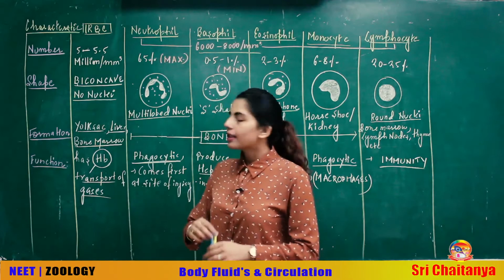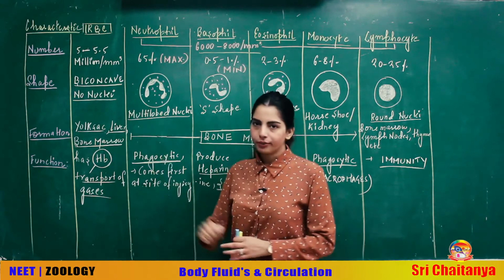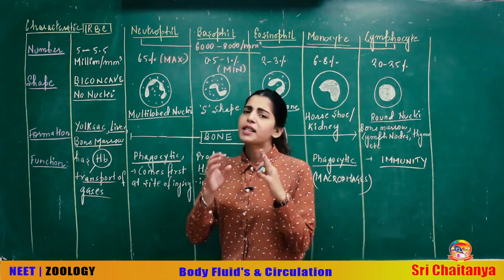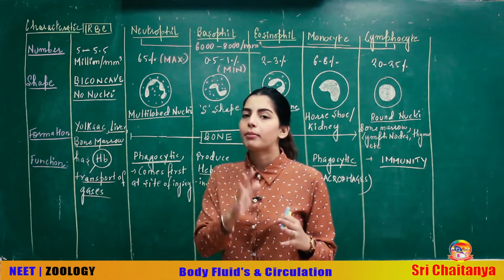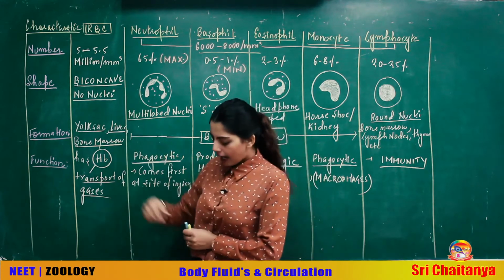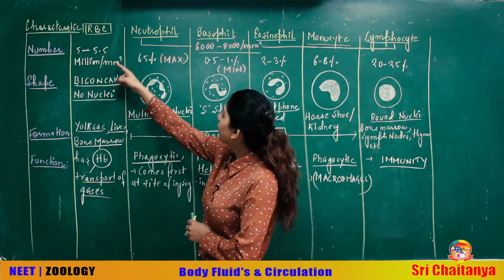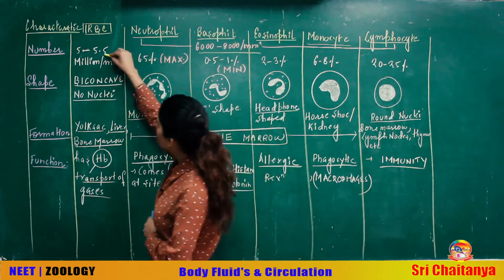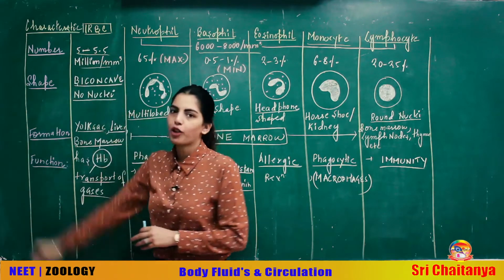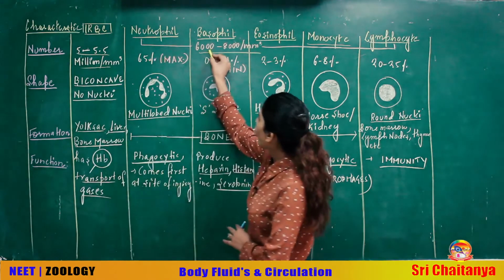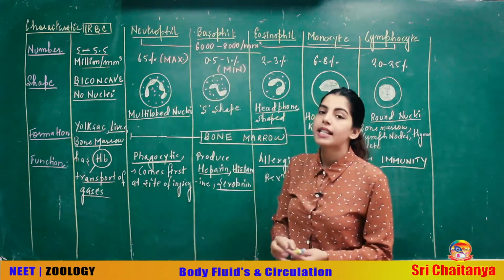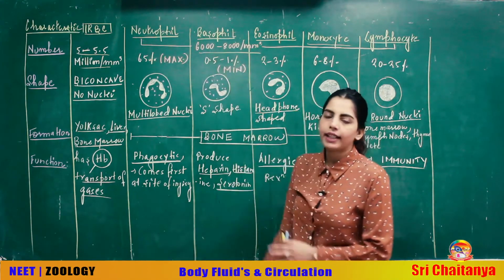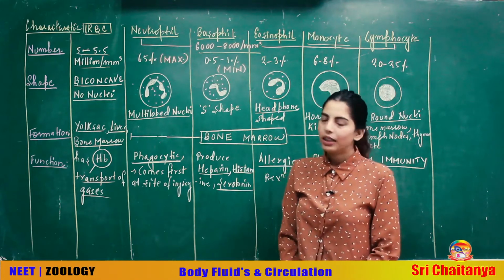So the first characteristic that I have written is the number. When you talk about the number of RBCs, that is way higher than the white blood cells. As you can see, I have written it over here. The number of RBCs is 5 to 5.5 million per mm cube of your blood, whereas the total number of white blood cells is only 6,000 to 8,000 per mm cube.